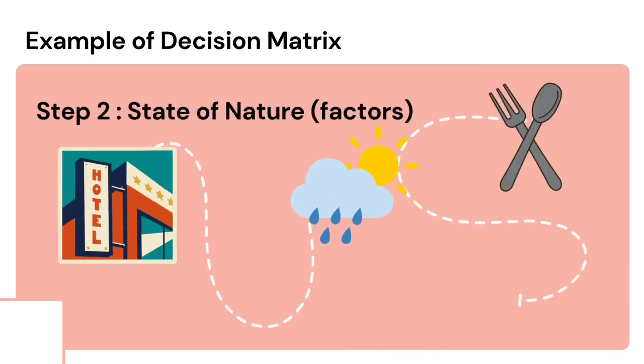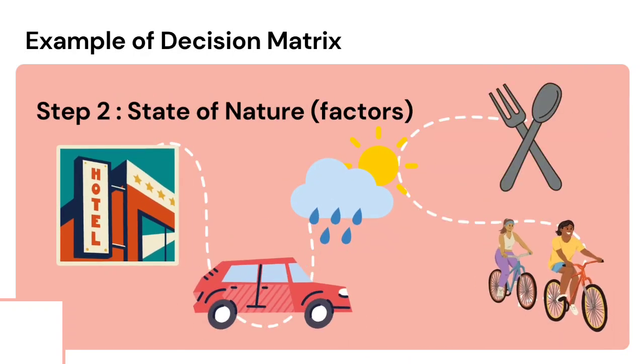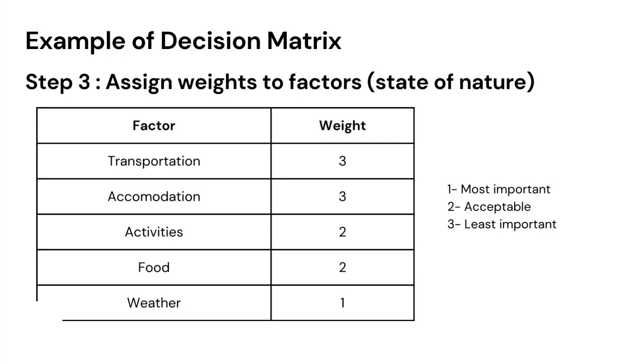Then, step 2, we can identify what the states of nature are. So, we have accommodation, transportation, food, weather, and activities that will be done on the holiday. The next step is to assign the weight to the factors. Where is the most important and the least important? Like here, the transportation is the most important and the weather is the least important.